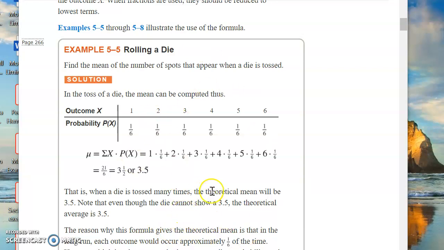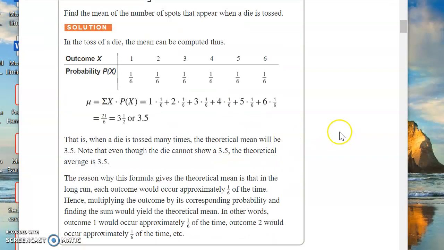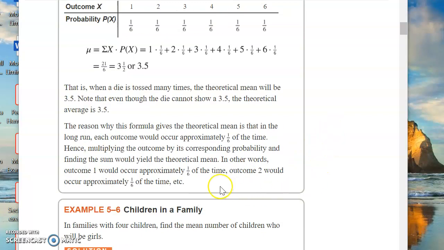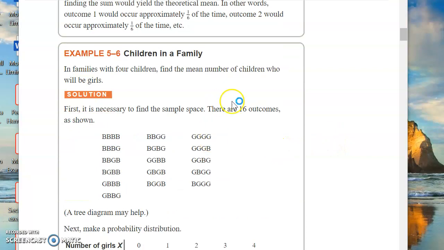Well, that's not true. You could throw a die and get a 4 and a 4 and a 4 and a 4. That could happen. So if you had a small sample set, if you only threw the die 4 times or 5 times or something like that, you could get these anomalous results and it wouldn't look like this. Well, that's okay. That's just the way life is. When you have a small sample set, you can have misleading results. This is a theoretical mean in the sense that we're pretending that we're doing it an infinite number of times. Okay, so let's take a look at another example here.